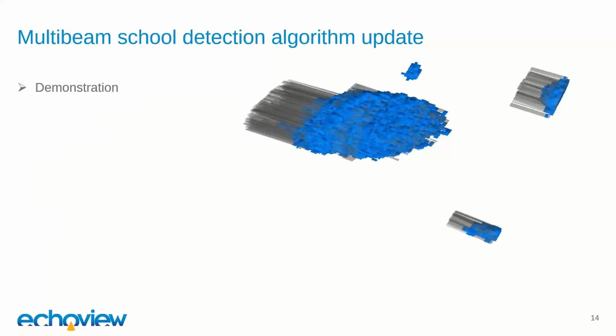The next topic that I'll talk about is the multi-beam school detection algorithm update. EchoView offers several different algorithms to detect schools in multi-beam data, and one of these is called the cruise scanning algorithm. And this algorithm is designed to detect schools from a vessel using multi-beam data, so a moving platform. Let's jump to EchoView for a demonstration to understand what the problem was in previous versions of EchoView and how we've improved that.